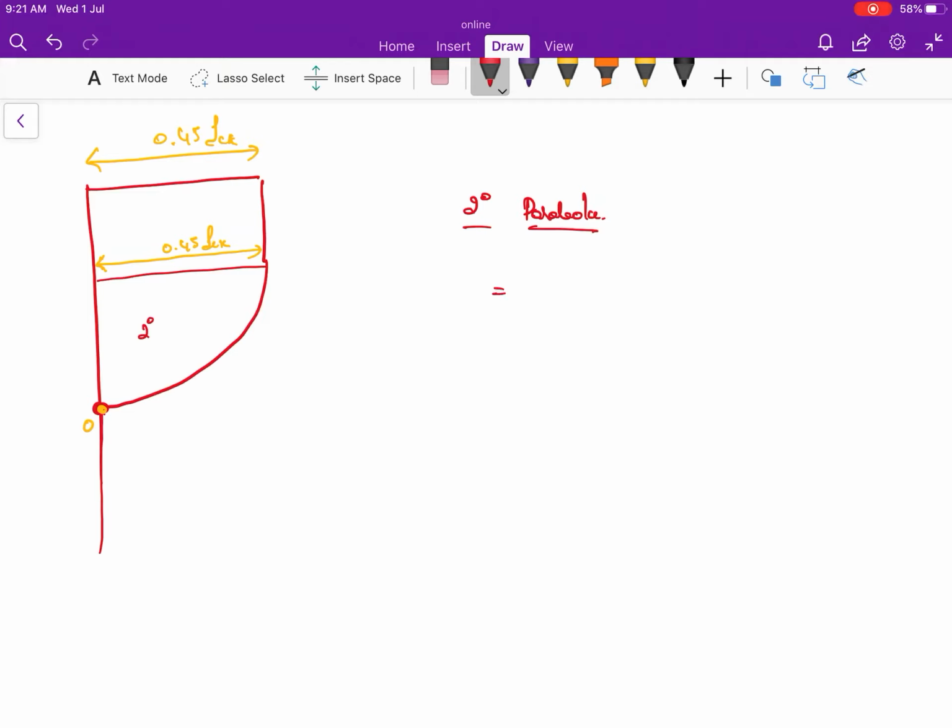What is the area of the 2 degree parabola? It comes to be 2/3 times. Let me take this value, x is equal to 0.2 times. This is x. Is it fine? So this is x plus, what is this axis? This is 0. This is the area of the 2-degree parabola.